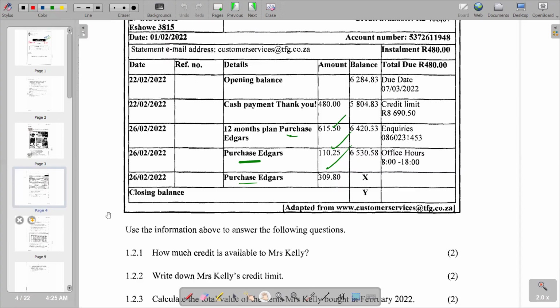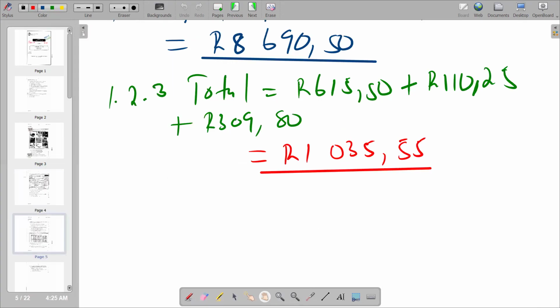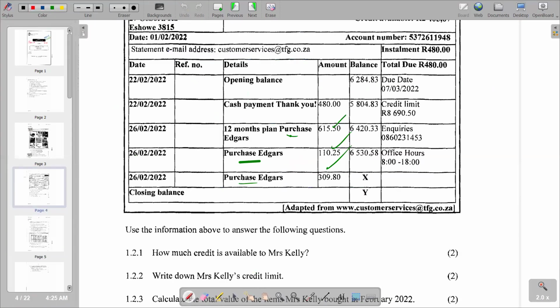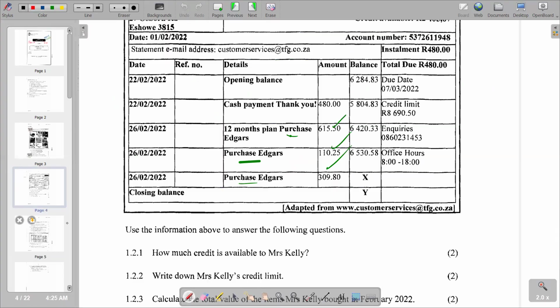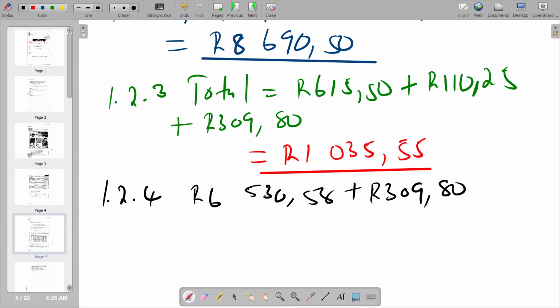So we can just show the working in our answer section by saying 1.2.4. X, we have 6,530 rands 58 cents, and then we add 309 rands 80 cents. So we add the two. We get a total of 6,840 rands 38 cents. So this becomes your final answer.